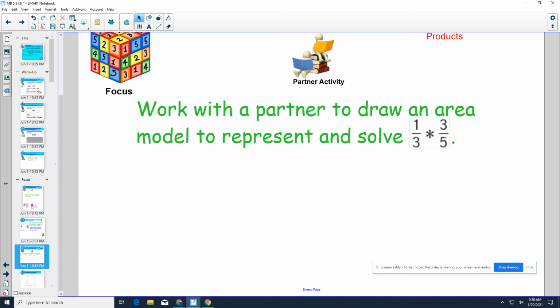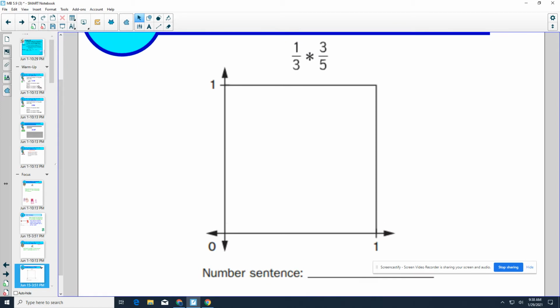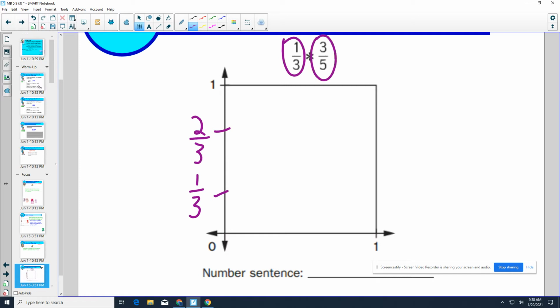Okay, so again, you may not have a partner with you at home. But go ahead and take a minute, do 1/3 times 3/5 as an area model. And so you can see here, we have this. So I look at the first fraction, and I have a third. So I want to try to split it evenly into thirds. So I have 1/3, 2/3, and we know 1 whole is 3/3. The second one is fifths. So let's see, 1, 2, 3, 4, and that gives me fifths.